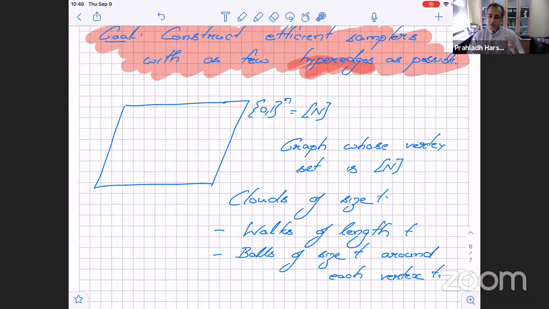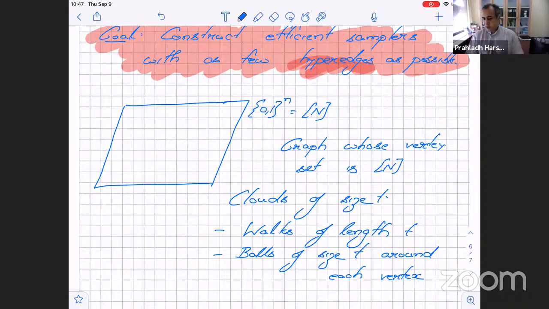Now, the question is, why are we doing this? I want to construct samplers with good properties. So I want graphs such that either walks of length t or balls of size t around each vertex have this property that the local average is close to the global average. Now the question is, what graphs have this property? You can ask which graphs have the property that either the first kind of clouds or the second kind of clouds are good samplers. This is what we're going to ask.